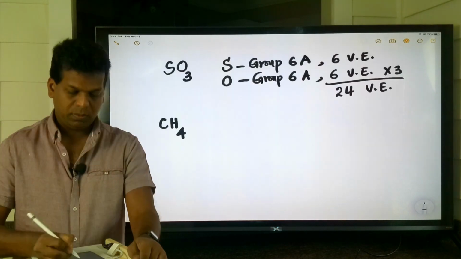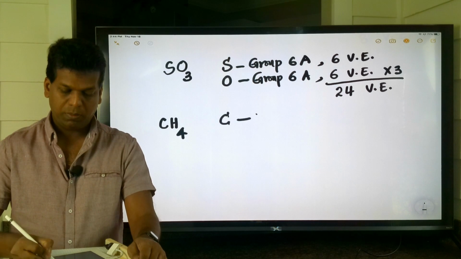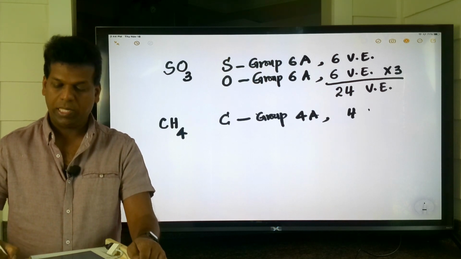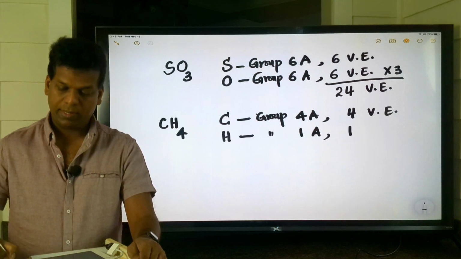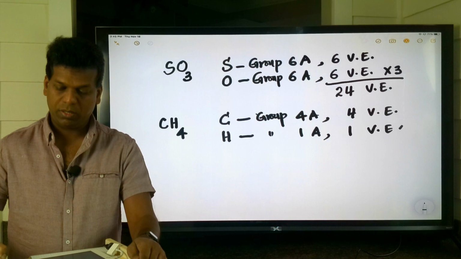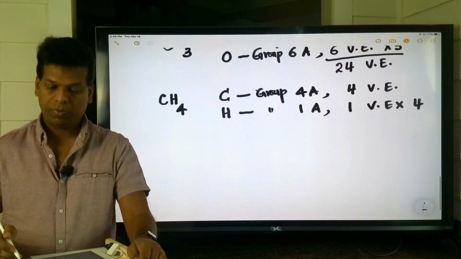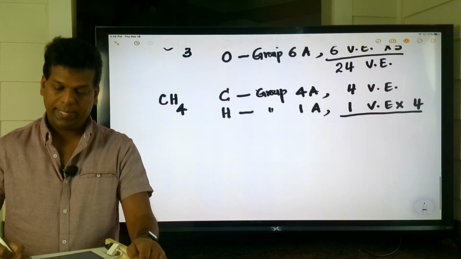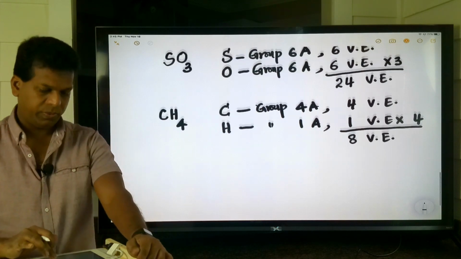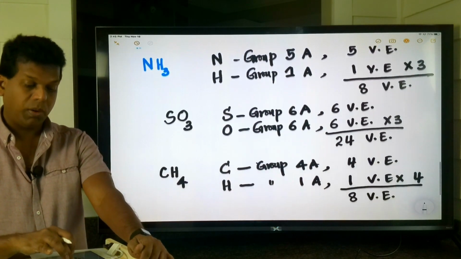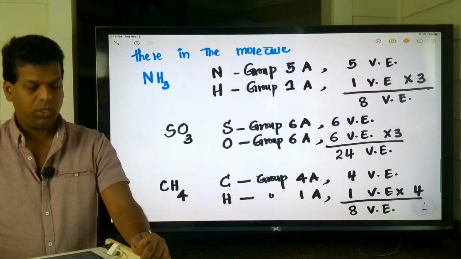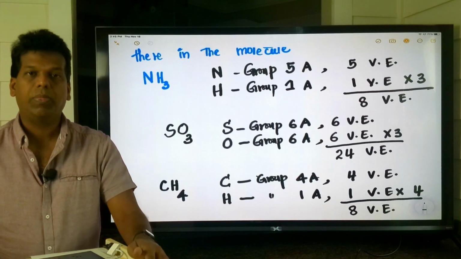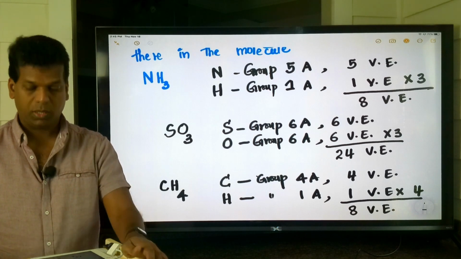Let's take one more. Methane, CH4. Carbon is in group 4A, so 4 valence electrons, and hydrogen, we know, is in group 1, 1 valence electron, and there are 4 hydrogens in the molecule, so 1 times 4. So the total is going to be 8 valence electrons. So far we looked at 3 molecules, and all of them are neutral molecules.